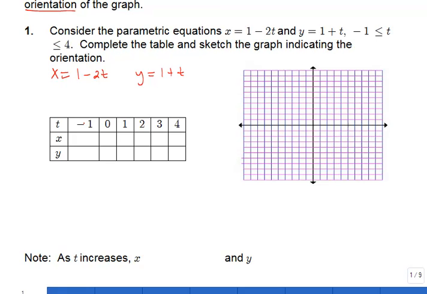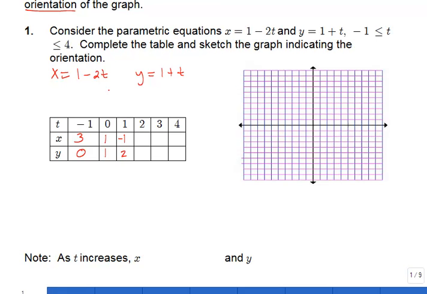So for example, if t was -1, -2 times -1 would become +2, plus this 1 out front makes this a 3. If we let t be -1 for y, we get 1 plus -1, so y would be 0. Now let's let t be 0. 2 times 0 is 0, 1 minus 0 stays 1, 1 plus 0 stays 1. Now let's let t be 1. 2 times 1 is 2, so 1 minus 2 would be -1, and 1 plus 1 would be 2.